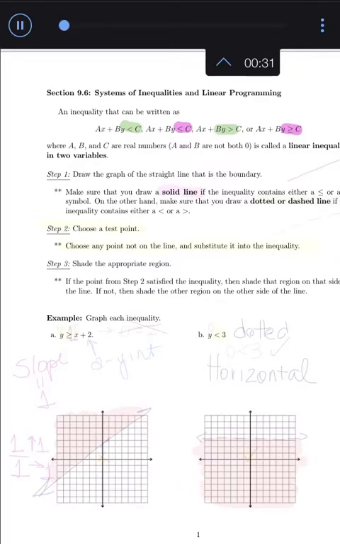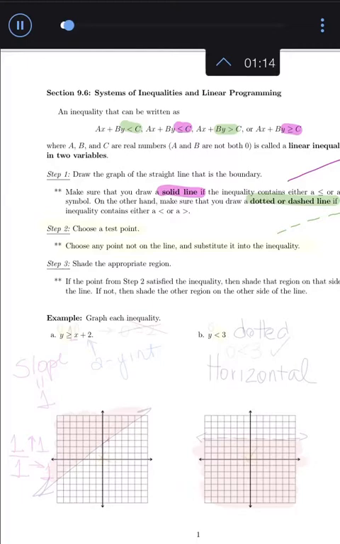Now, if you have just a strictly less than or a strictly greater than, then we will have what is called a dotted or a dashed graph. Which means whenever we do draw our graph, it will be a dotted or dashed line. However, if we have a greater than or equal to or a less than or equal to, use that little line underneath the equal to, remember that that means that our graph is going to be a solid graph, meaning it will not be dashed or dotted. It will just be a solid line.